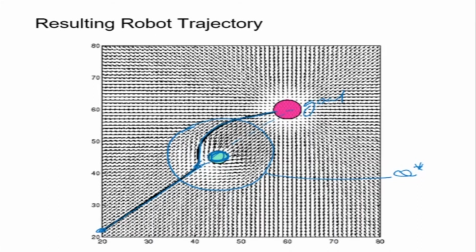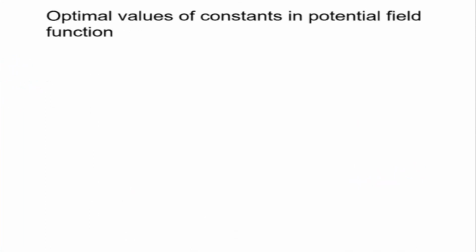There are two constants that we are seeing: zeta and eta. How do we find optimal values of these? When we use the word optimal, what do we mean by optimal here? Optimal could mean, first of all, whether it has reached the goal, whether it's a global minima. Now, the optimal values could also be with respect to some cost function.